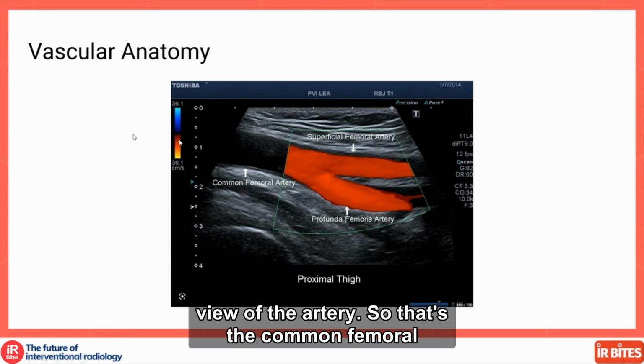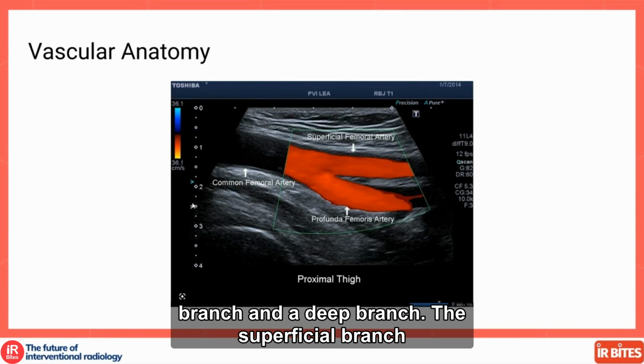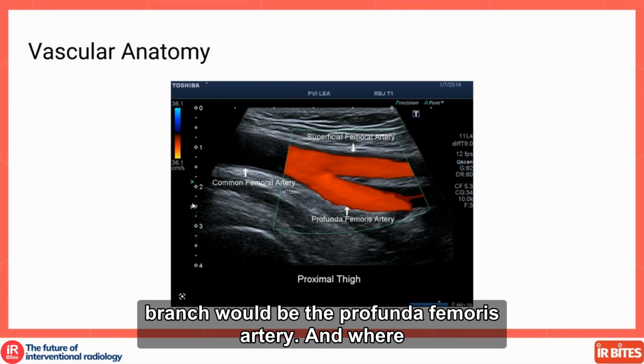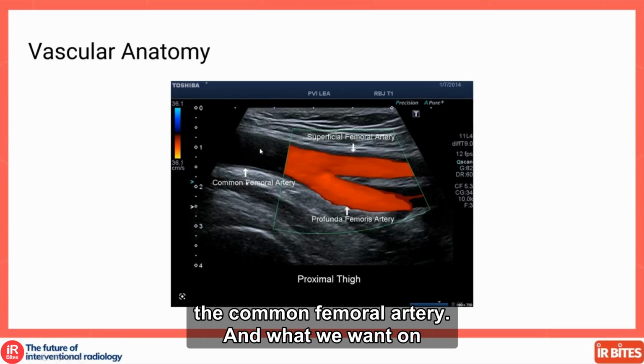So that's the common femoral artery, and then it will branch into a superficial branch and a deep branch. The superficial branch being the superficial femoral artery, and the deep branch would be the profunda femoris artery. And where we usually do the puncture in IR, we tend to puncture the common femoral artery.